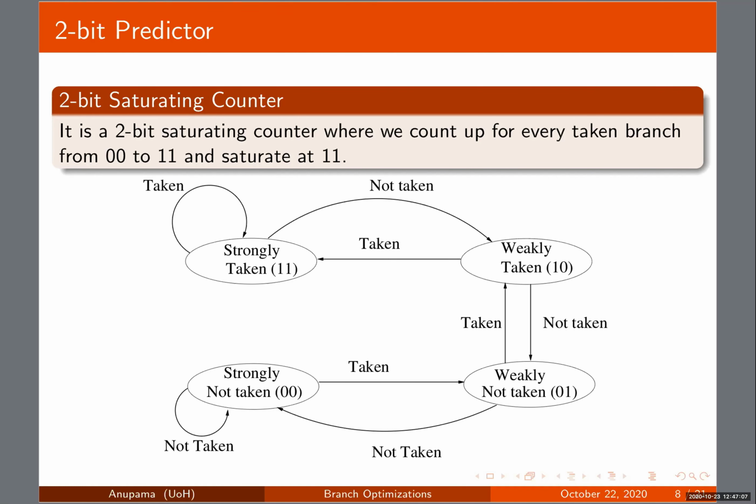One more taken will take you to the state of 1, 1. And there, if it's taken, you stay in the 1, 1 state. So it saturates at the value of 3, right? So this is what a saturating counter is.